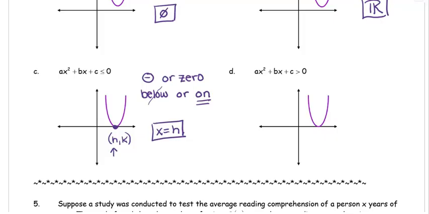All right, look at D. Ax squared plus bx plus c, I want it to be greater than 0. I want it to be positive.